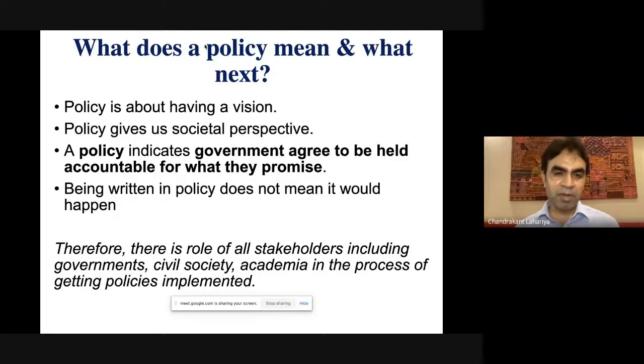But at the same time, we should remember that because these are not enforceable, being written in a policy does not mean it would happen. Alongside, not being written in a policy does not mean it cannot happen. Even without writing in policy, it can happen. So the role of all stakeholders in civil society and academia is that whatever is written in the policy, we should keep reminding the government. There are new areas; we should tell the government that this is not in the policy, but this is what should be done. So there is an important role of every citizen in ensuring good health for people, including policy formulation and beyond.